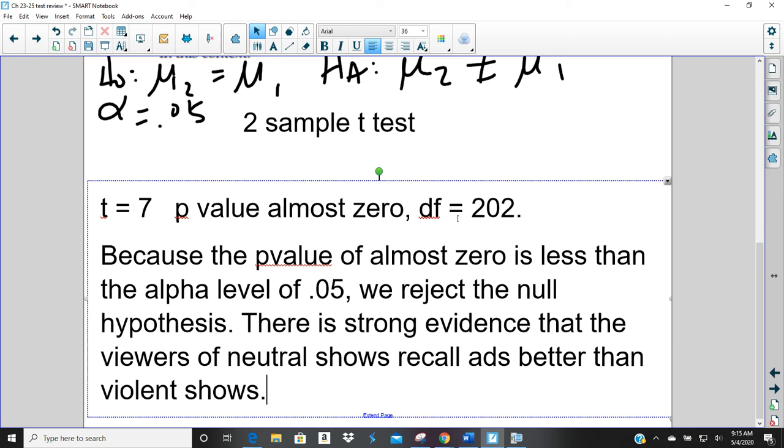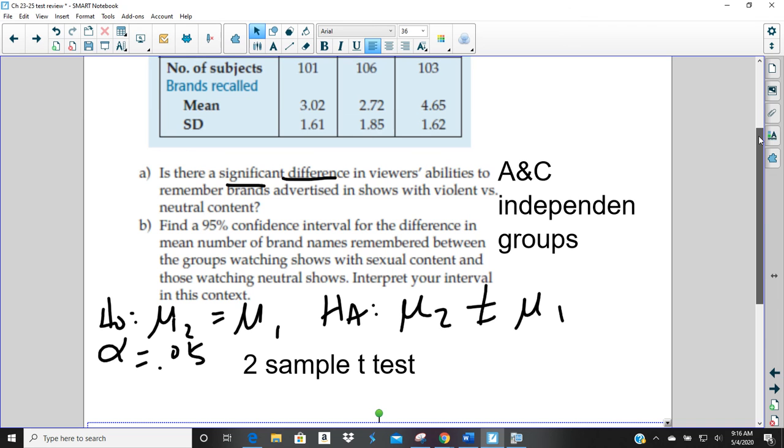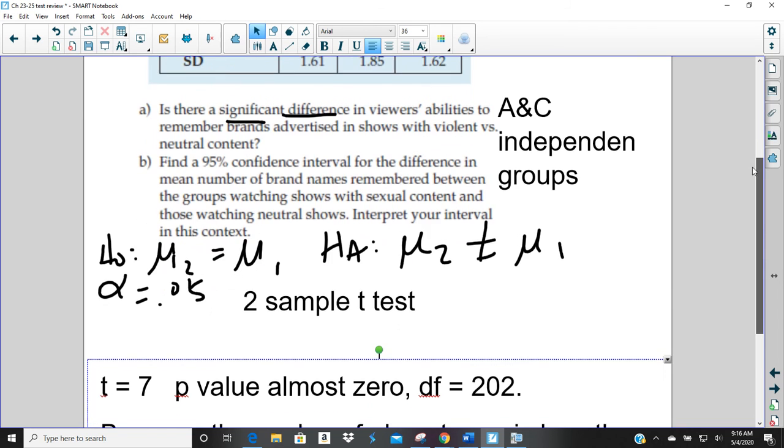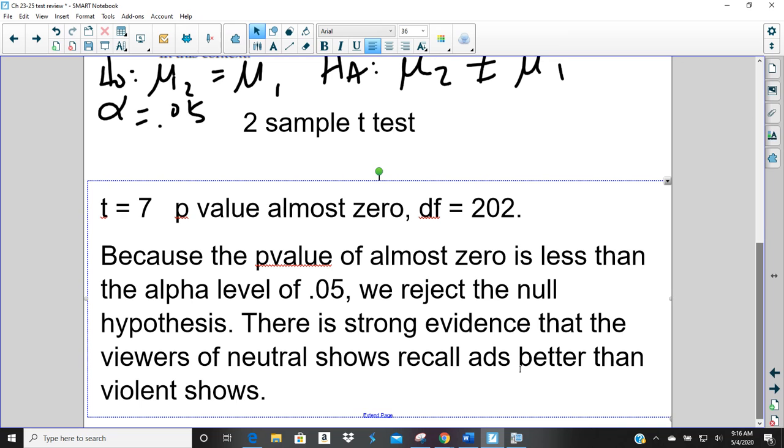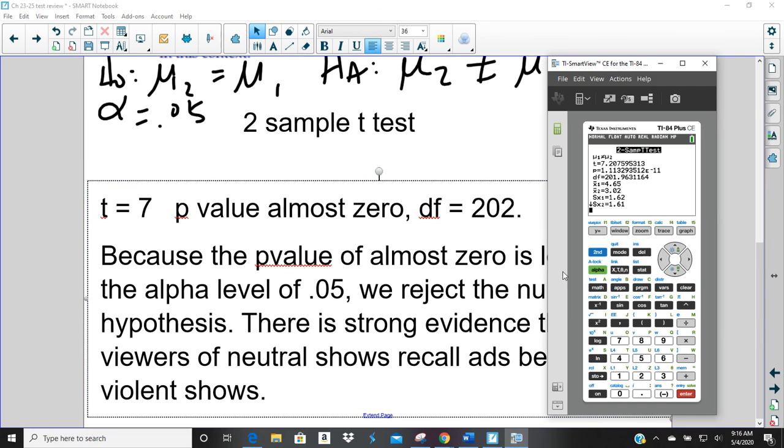Question B here wanted you to compare neutral versus sexual, I think. Let me see. Sexual versus neutral. Let's just keep it violent. I just want to show you how that graph would look. So let's go right to the confidence interval. Let's go to tests, and let's go to a 2 sample t interval, which in this case is 0. I'm going to still use my stats. I'm going to just do a 95% confidence and no pooling and calculate. And the data comes up with 1.18 to 2.07.